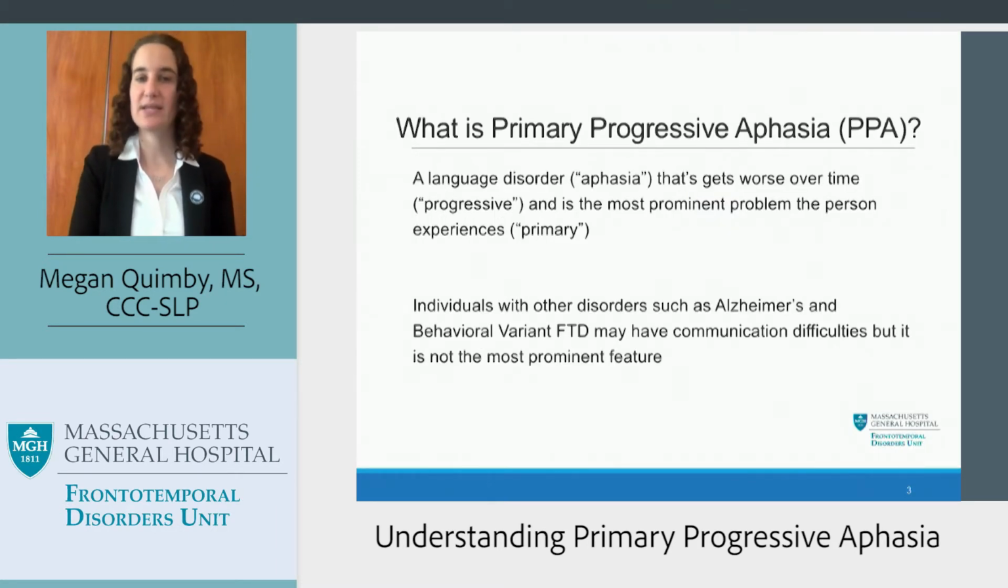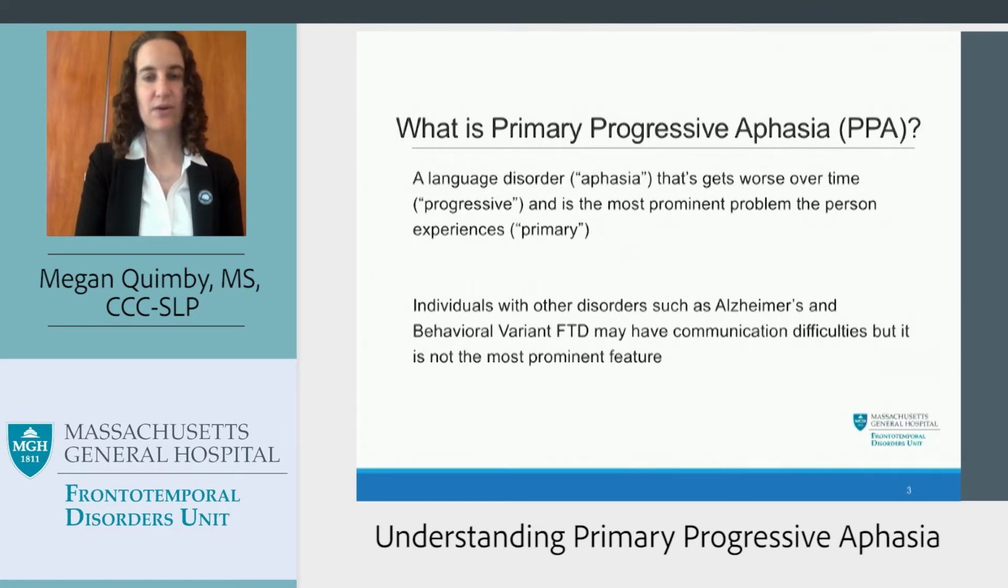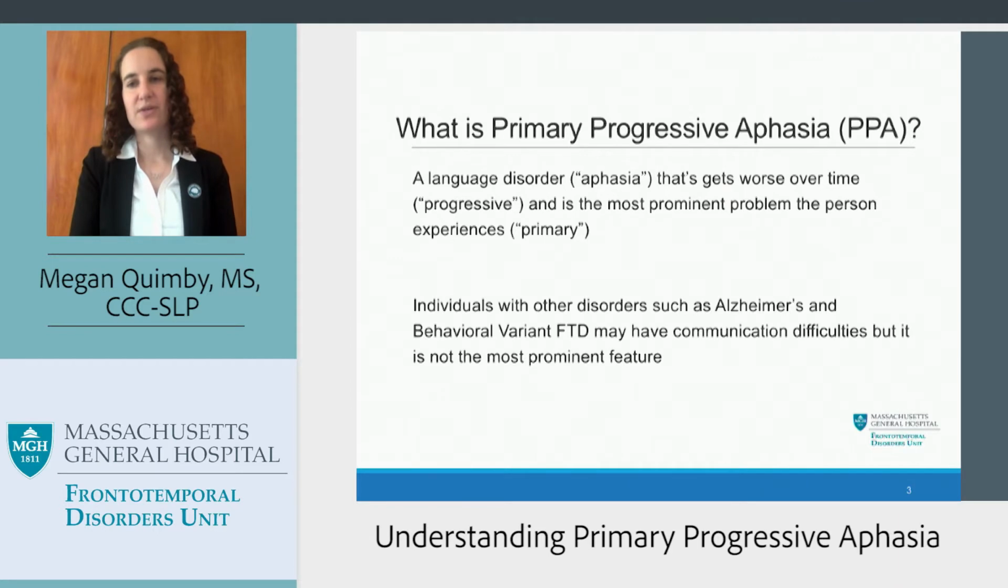To begin, I'll tell you what is primary progressive aphasia, or PPA. PPA is a language disorder or an aphasia that gets worse over time, so it's progressive, and the most prominent problem the person experiences is the aphasia or the language disorder. Individuals with other diagnoses, such as Alzheimer's disease or behavioral variant FTD, may have difficulty with communication, but it's not the most prominent feature that they have. People with primary progressive aphasia, especially in the first 2 years of diagnosis, have the most prominent difficulty with language.